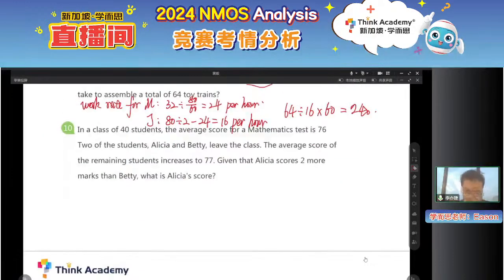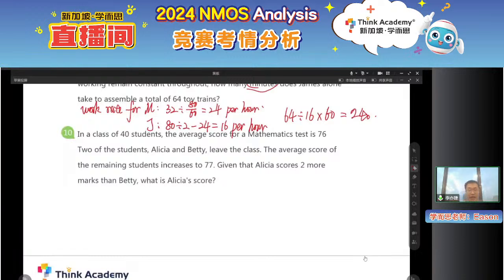Question 10. The average. As long as we see the average, we should think about the total instead, right? So the average is 76, so the total for all the 40 students is 40 times 76. Then 2 of them leave, so the remaining average is 77. So the total of the remaining 38 is 38 times 77.